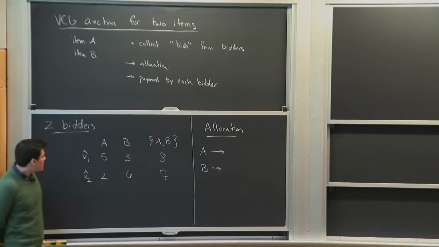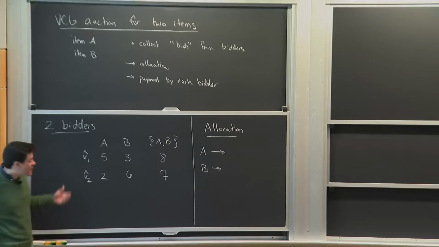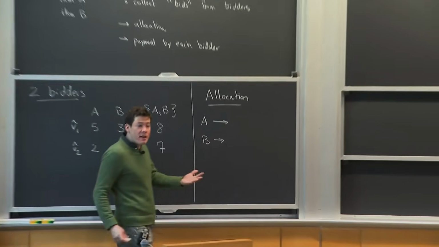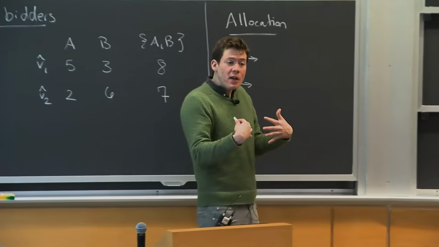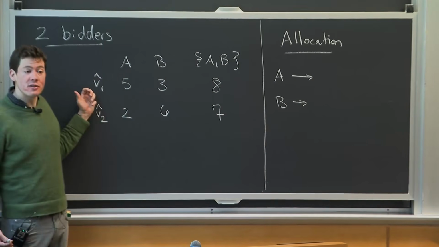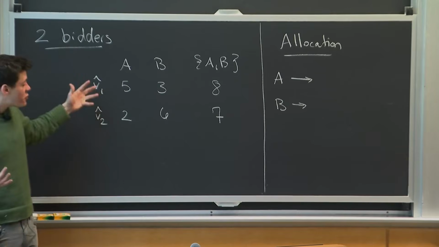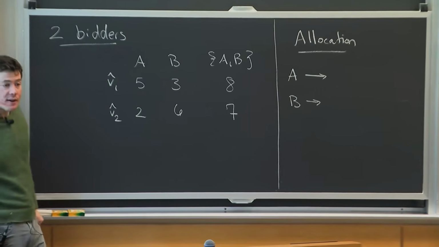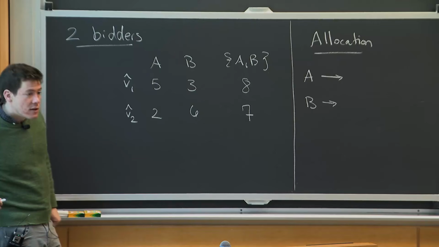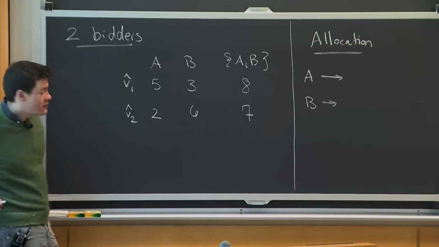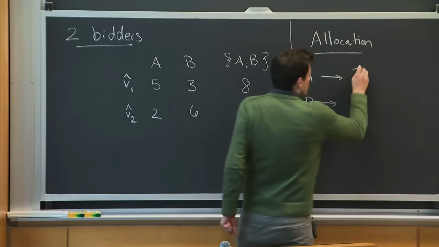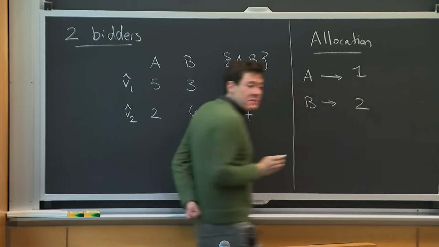Any thoughts here on what would be the efficient way of allocating things given these reports? So remember, when we say we allocate it efficiently, what we mean is we collect the reports and we allocate in a way that would be efficient if these were the players' true valuations. So taking this as sort of the truth, let's think about the efficient way of allocating it. So how would you do this? Yeah? You could give item A to person 1. Right, that seems like a good way of doing it.